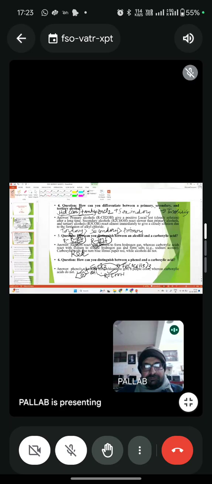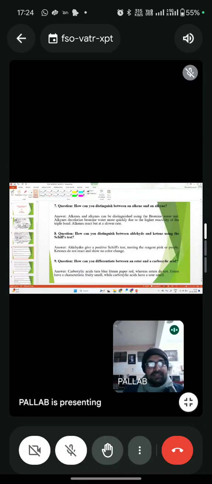And remember, my dear students, this time we can't use litmus paper, because litmus paper is only applicable for acid or basic character determination. But here both are acidic. Phenol is acidic, carboxylic acid is also acidic, so we can't use litmus paper or any other kind of indicator for this purpose. Okay, next, go to the next slide, my dear students. How can we distinguish between alkene and alkyne?